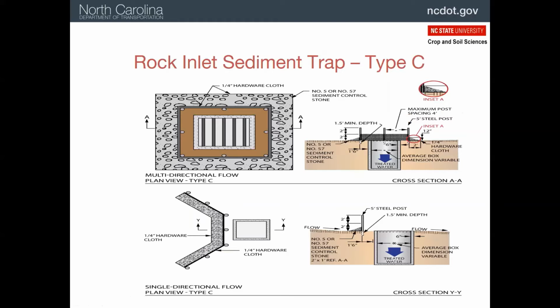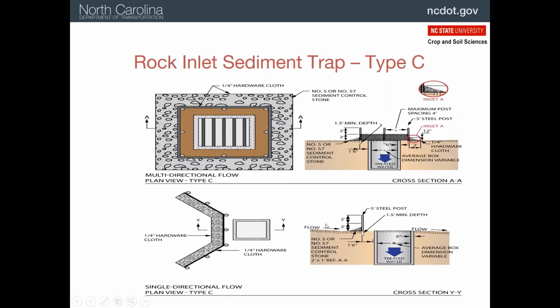And then we have the type C, which we talked about and saw the picture, where we're encircling a storm drain with that hardware cloth and the 57 stone up on the hardware cloth. Guess how deep it would be? Hopefully everybody said a foot. So you need to have at least a foot of stone.